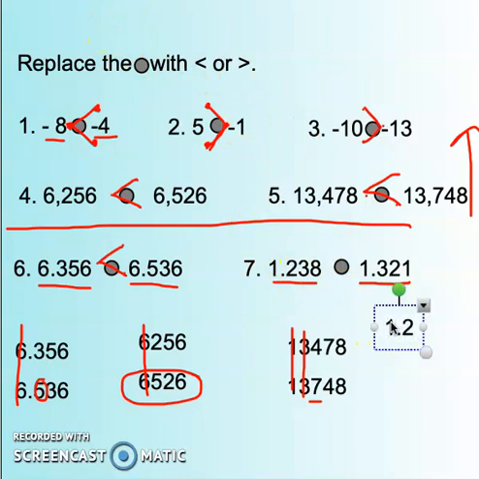And our last one is 1.3238 compared to 1.321. Which one? Well, it looks like the 1s are the same and the 2 and the 3 are different, so my 3 is bigger. So again, it looks like a less than symbol.